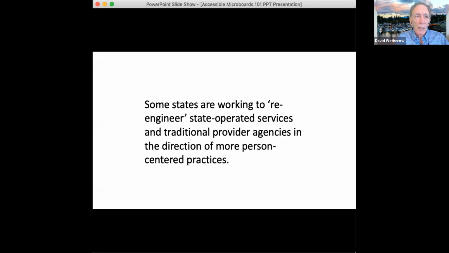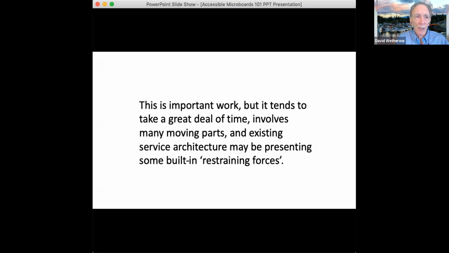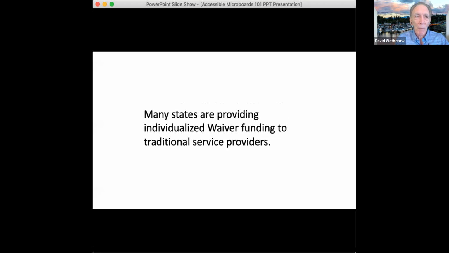Right now, especially with the NCAP support, some states are working to re-engineer state-operated services and traditional provider agencies in the direction of more person-centered practices. This is important work and needs to continue, but it tends to take a great deal of time. It involves many moving parts, and the existing service architecture may be presenting some built-in restraining forces.